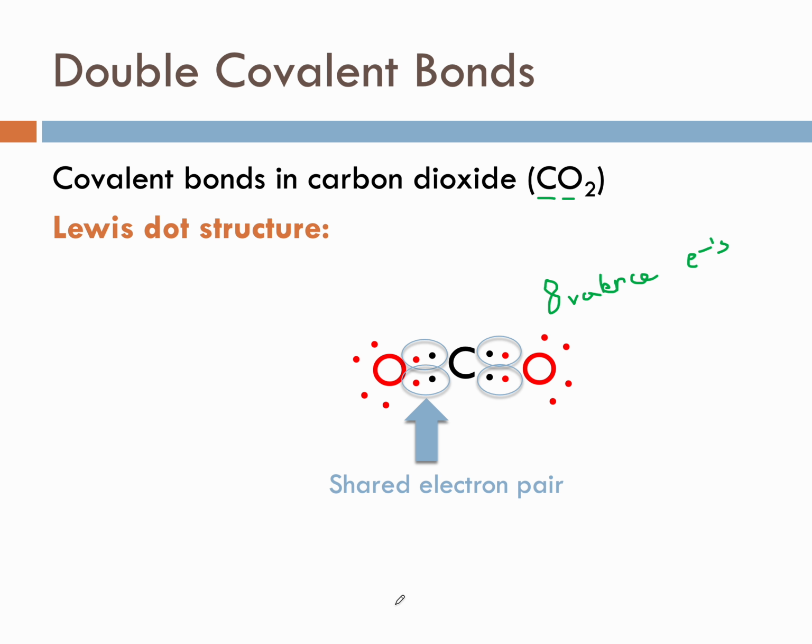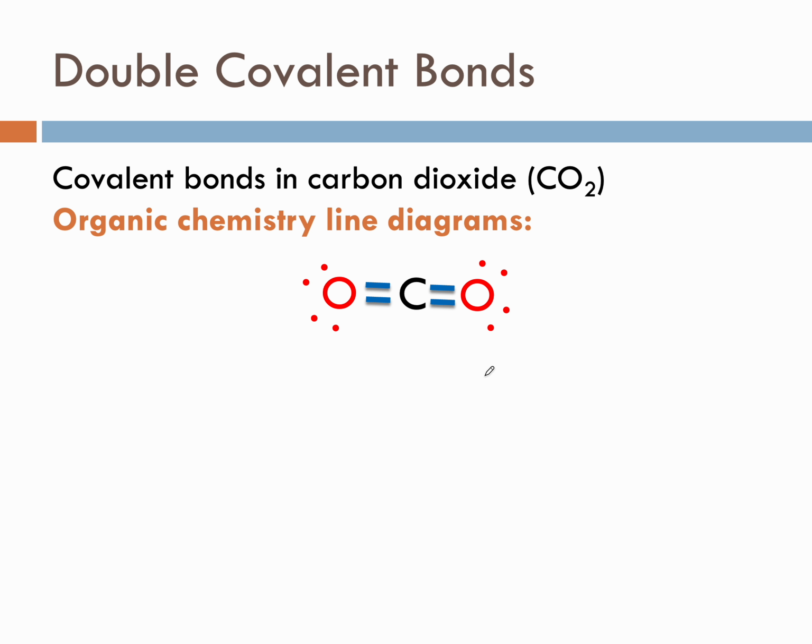So these are all shared pairs, right? That's all shared electron pairs. So we can draw each shared pair as a line. So we're going to turn this shared pair here into one line, this shared pair into one line, this one into one line, this one into one line, and it looks like this.